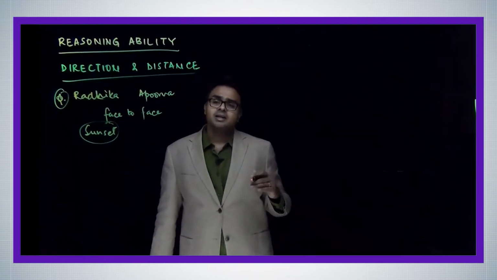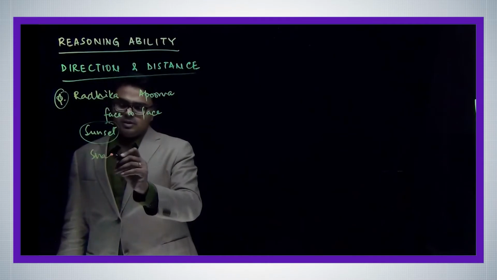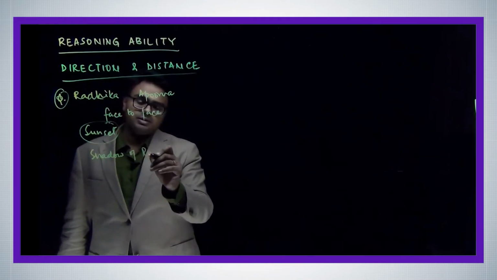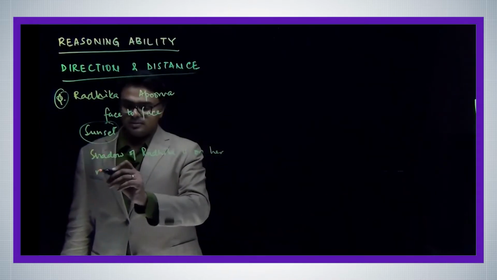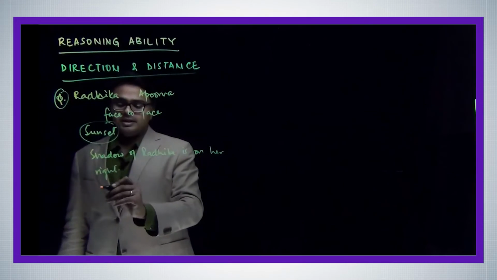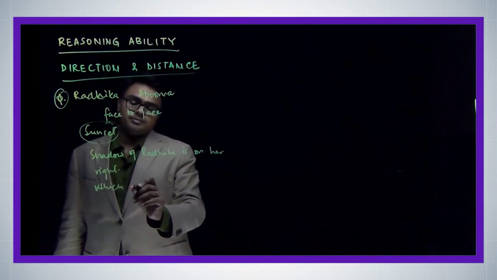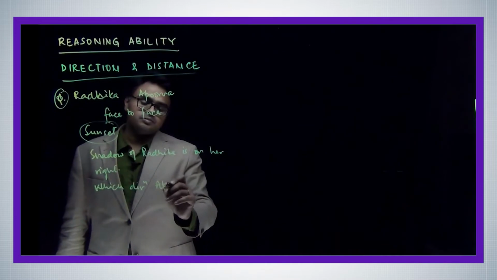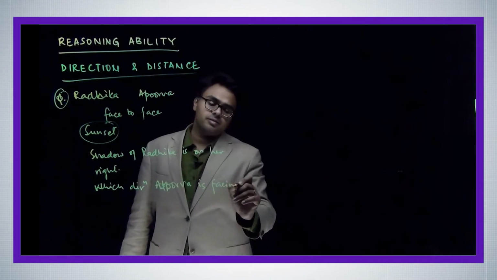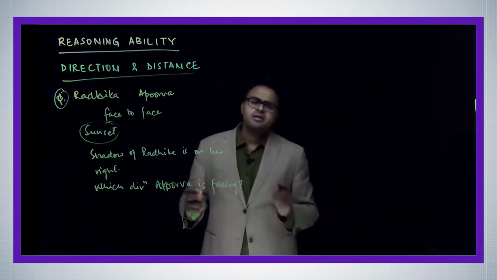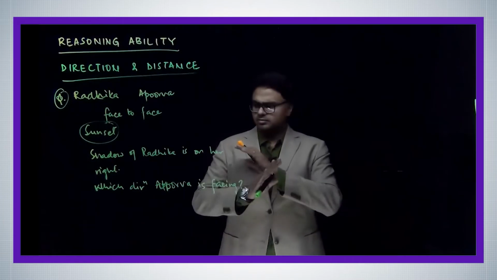Now, the shadow of Radhika is on her right side. Let me write it down. Shadow of Radhika is on her right. This has been given. Then, which direction is Apurva facing? This is the question. Now this is a very easy question. It looks tricky, sounds tricky, but it is very easy.